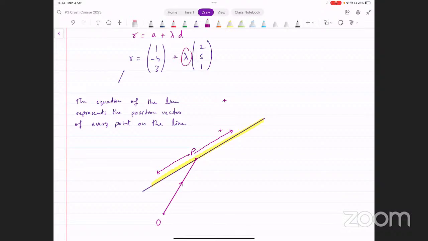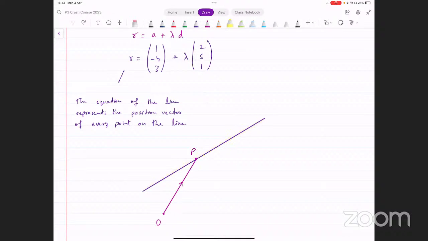Depending on the magnitude of lambda, if it was 1, for instance, that would give you 1 point here. If it was 2, it would give you another point. If it was 0.5, it would give you another point here, and so on. So different values of lambda are going to give us different points on this line. Why on this line? Because after we have reached the point P, we are moving along the line after that because of the second vector.